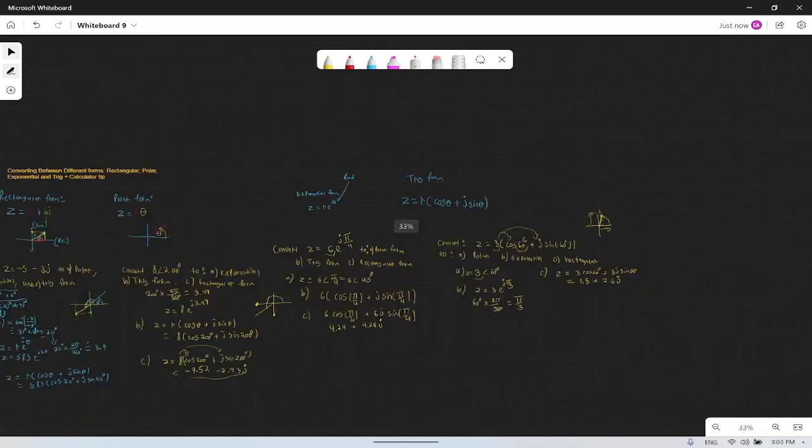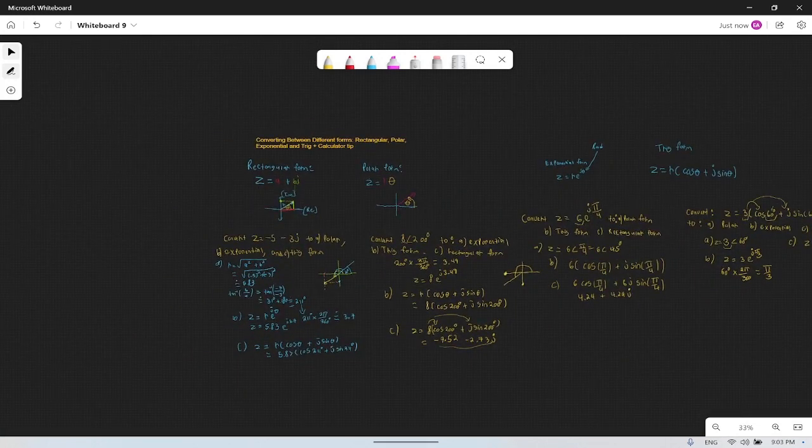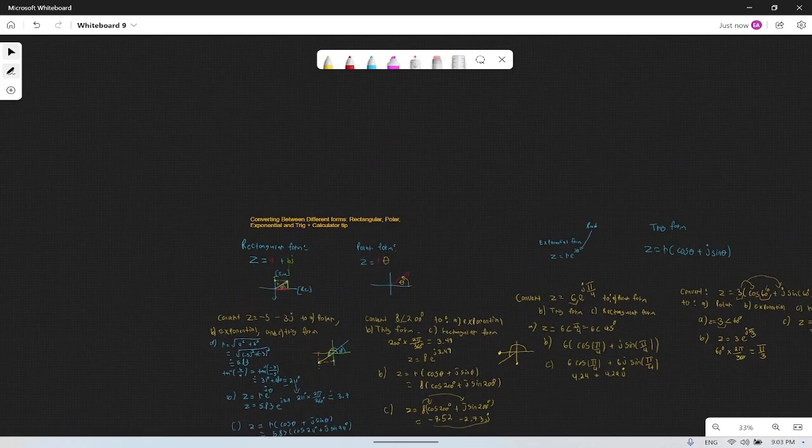Okay, so that wraps up how to convert between these different forms. Now check with your calculator. If you guys have any questions, feel free to let me know, and have a great day.